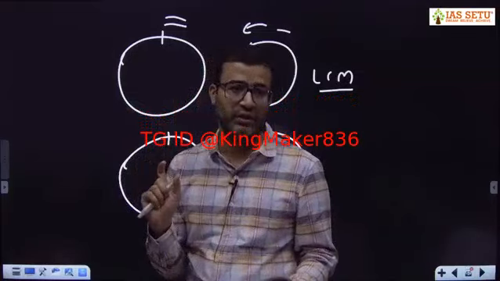Multiple means LCM. See, you take the LCM of 3, 6, 10. We take 2 common: 3, 3, 5. Take 3 common: 1, 1, 5. Take 5 common: 1, 1, 1. 6 into 5 is 30. So you will find 30 is a multiple of 3, 30 is a multiple of 6, 30 is a multiple of 10. So after 30 hours all three will meet at the starting point again together.